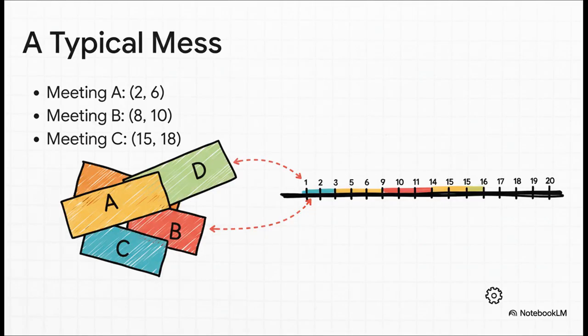Our goal is to get a computer to see that, to find those consolidated blocks all on its own. And here's what that mess looks like as raw data. Just look at it. They're completely out of order. Meeting C, which is from 1 to 3, actually starts the earliest, but it's just sitting there third on the list. You and I can probably spot that meeting C overlaps with meeting A, which is from 2 to 6. The real question is, how do we teach a machine to reliably see that and merge them into one clean interval of 1 to 6? This is the jumble we need to sort out.